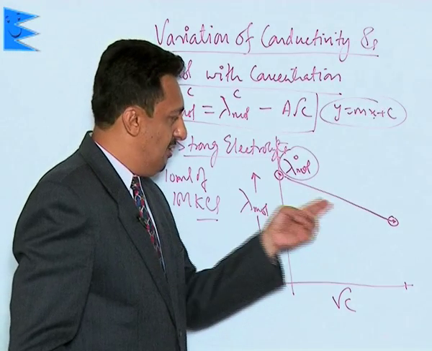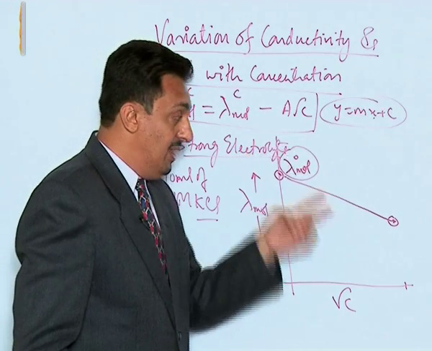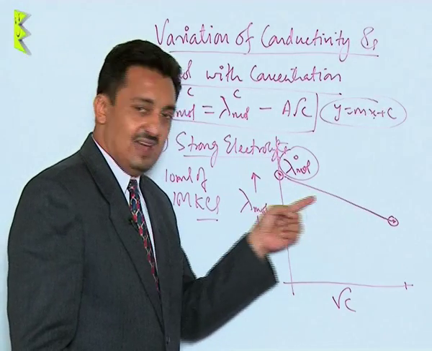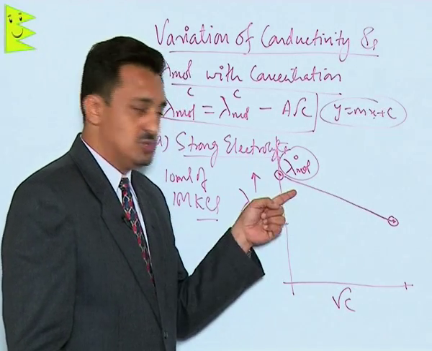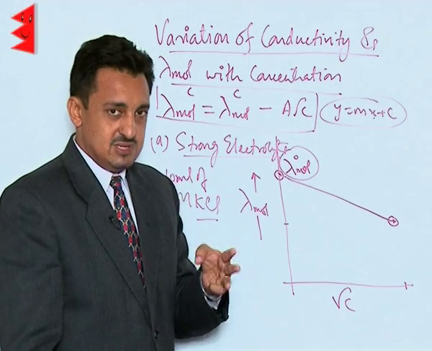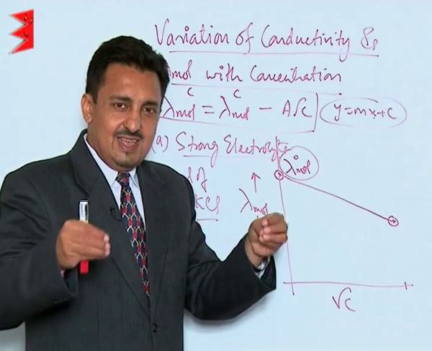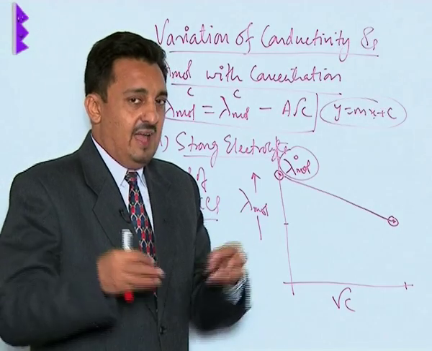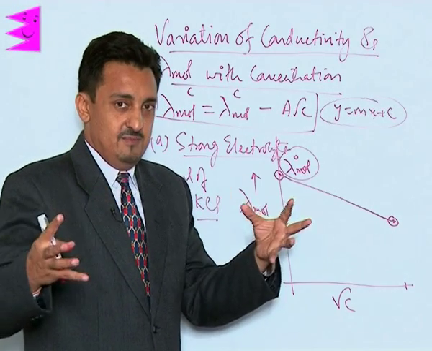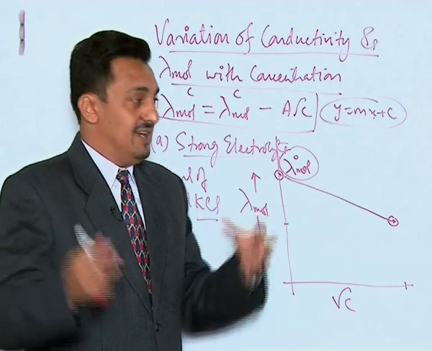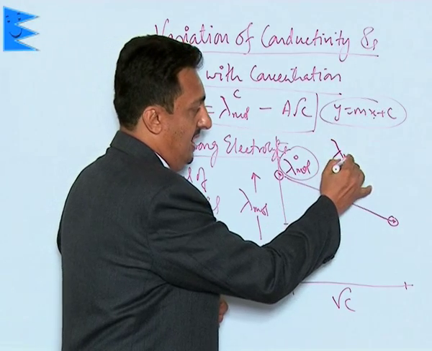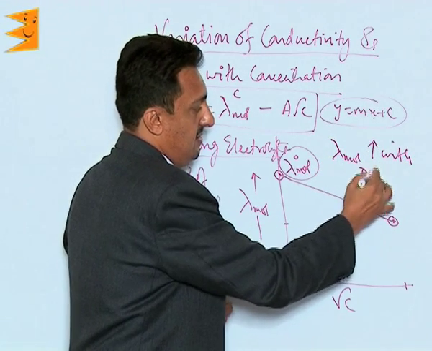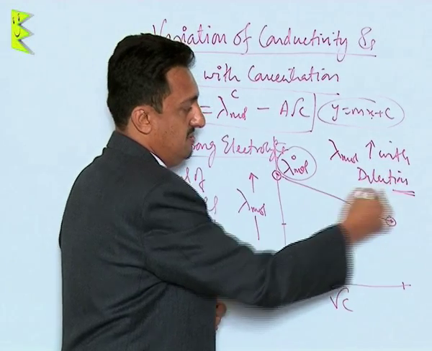Now the slope is negative, which shows that the molar conductance increases with dilution. It is very clear from this graph. What is the reason? It is because with dilution, interionic distance increases and the interionic interactions decrease. Ions are able to move more freely, and that is why their molar conductance increases. So lambda molar increases with dilution. This is most important.